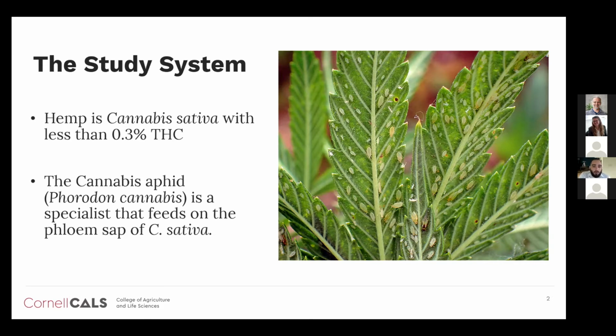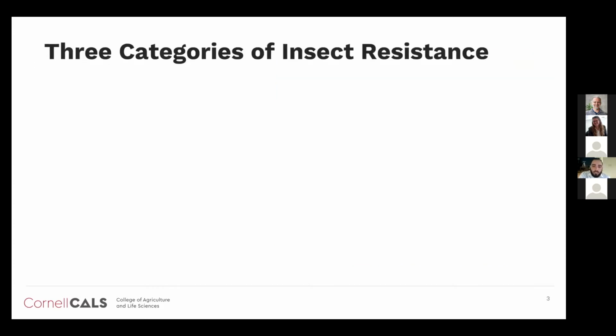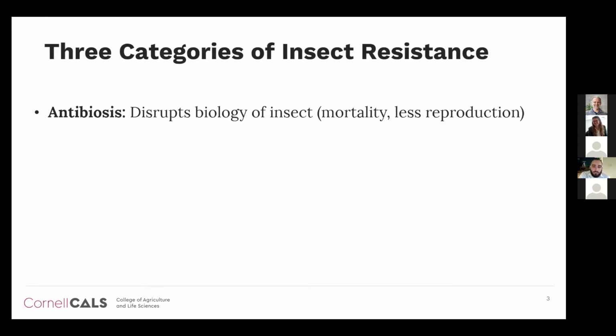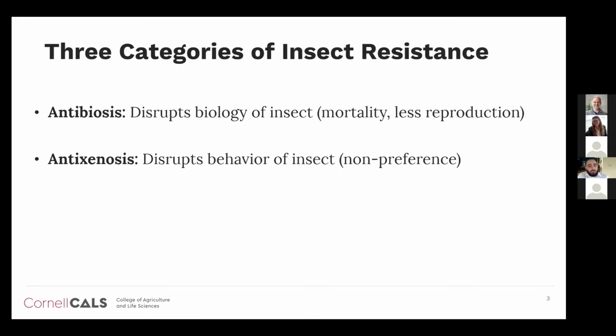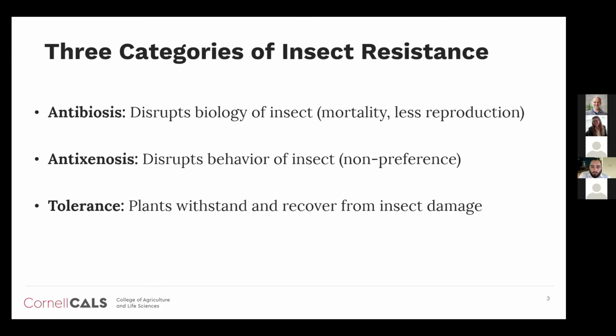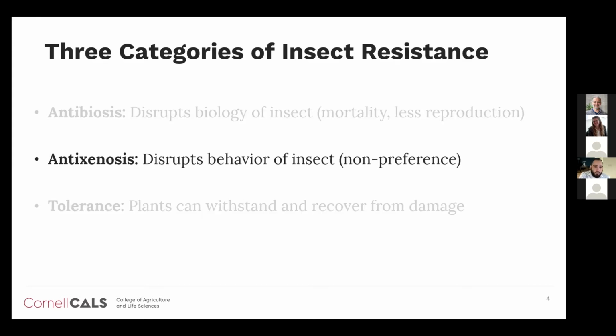So if we're thinking about breeding plants for resistance to aphids or any other insect pests, we can think about three different categories of insect resistance. One is antibiosis, which disrupts the biology of the insect. One is antixenosis, which disrupts the behavior of the insect. And the last is tolerance, which involves incorporating traits that allow plants to withstand and recover from insect damage. I'll just be focusing on one of these today, antixenosis, particularly aphid preference.